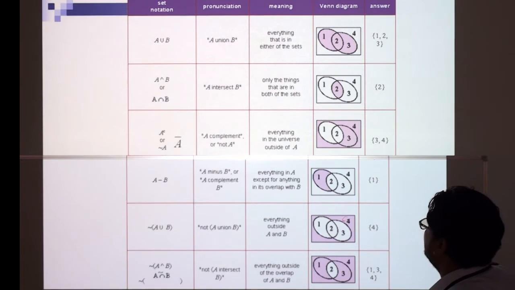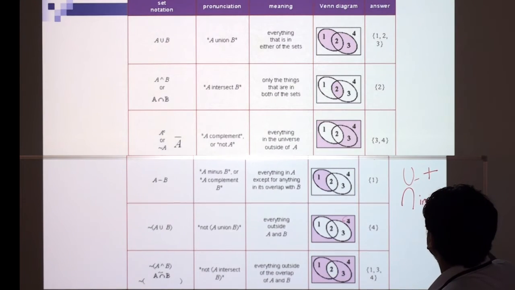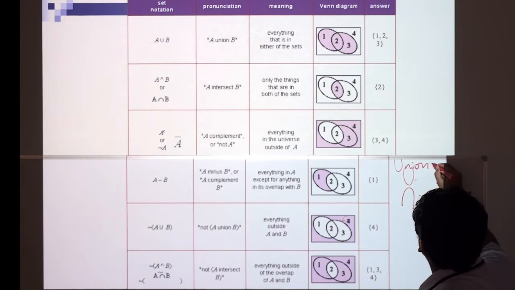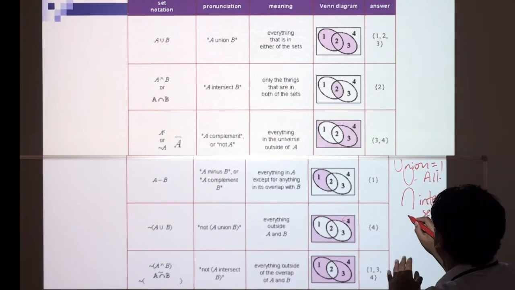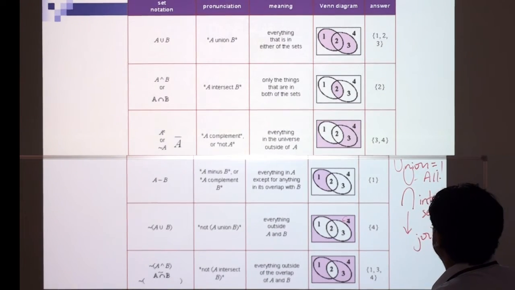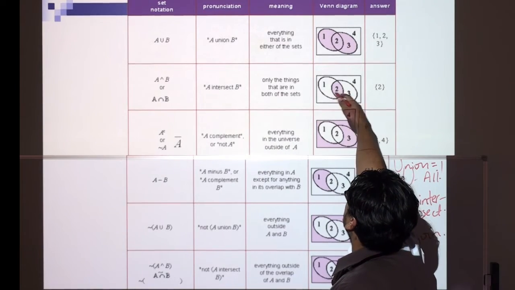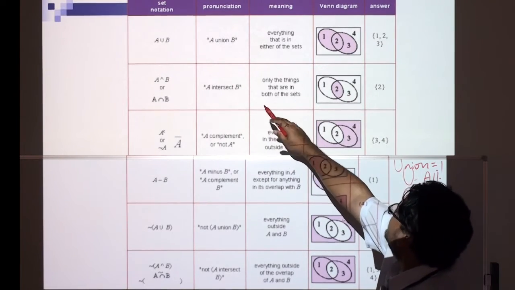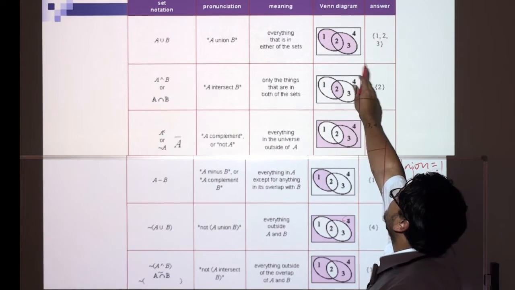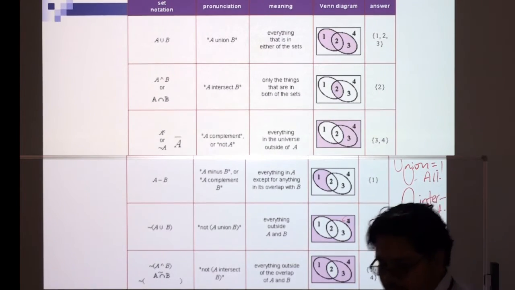Now the main ones I really want you to remember are union, which basically means addition, plus, and intersect. Intersect and union. Union means one, or all, and intersection is where they join. So A intersection B is where A and B meet, where they join, and A union B is all of A plus all of B. Okay?